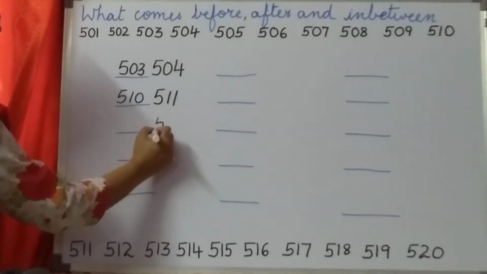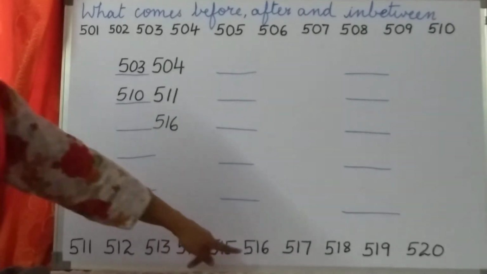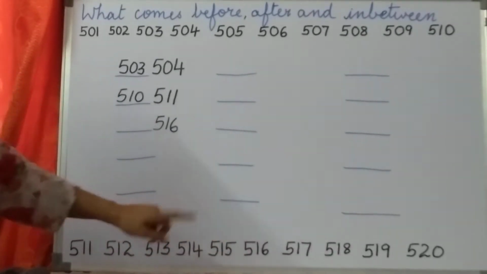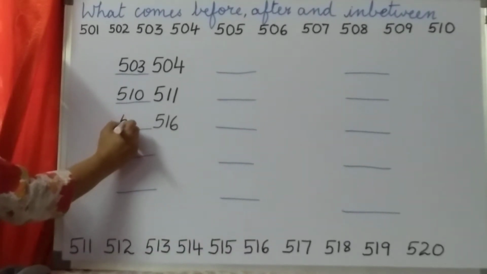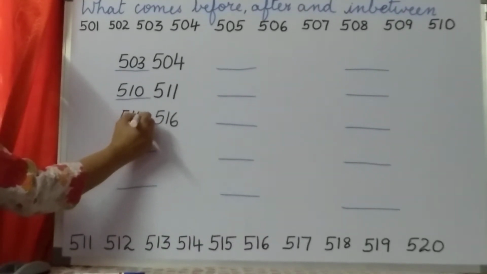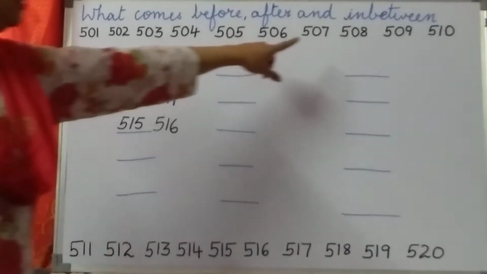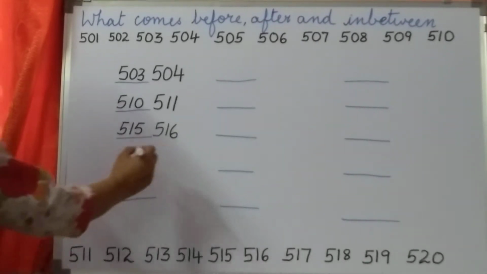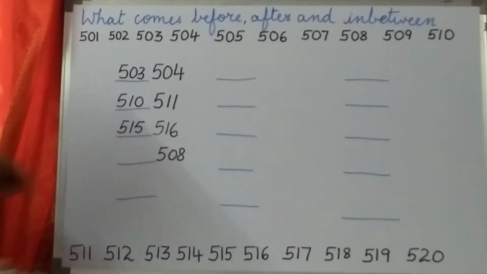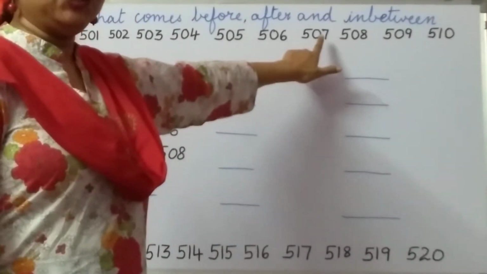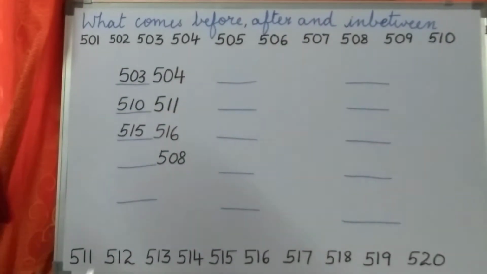Now next, 516. So what comes before 516? 550. What comes before 508? First I'll write here 508. So what number comes before 508? You can see in the number line over here, 507.